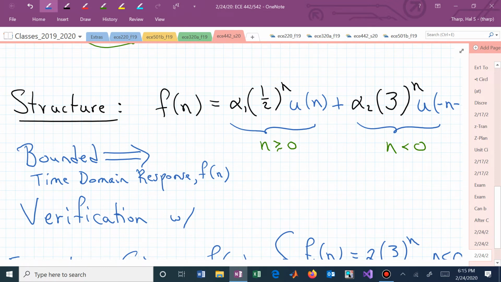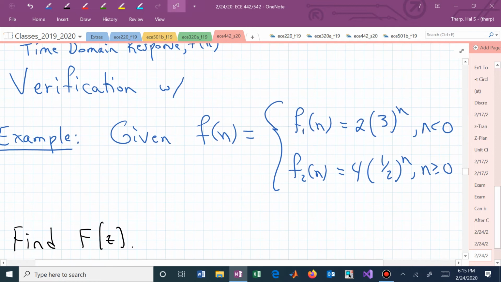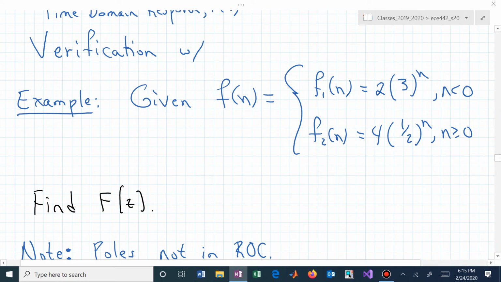That's not the case here. Let's now look at going essentially using strategies that you should be comfortable with from exam number 1. Let's now find capital F of z from this two-part little f of n. We have one piece that's on for n less than 0. We'll call that f sub 1 of n. And a second piece is on when n is greater than or equal to 0.